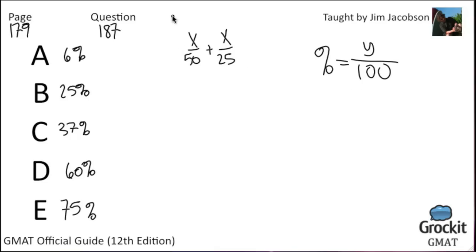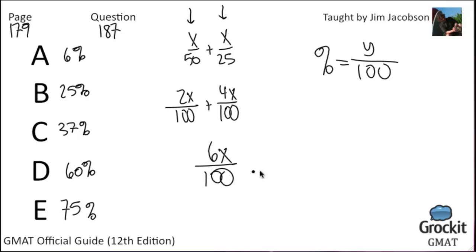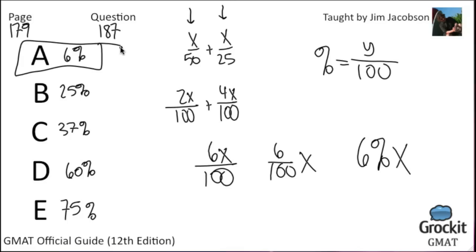So we can just convert each of these two fractions into 100ths, and those will be the percents. So x over 50 is the same as 2x over 100, plus x over 25 is the same thing as 4x over 100. So that equals 6x over 100, or 6/100ths x, which is the same thing as 6% of x. Answer choice A.